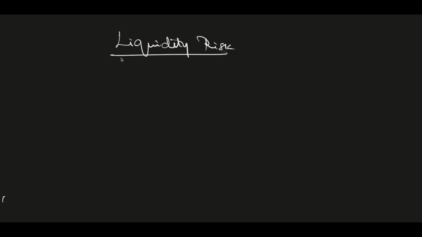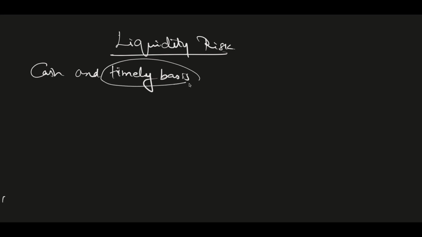So this video deals with some of the terms associated with liquidity risk. First of all, let's see what we mean by liquidity risk. Liquidity risk deals with two variables: one is cash, another one is timely basis. When you need to pay off a liability, you require cash, and you require it on a timely basis. If cash is not available on time to pay off the liability, then you will face liquidity risk.